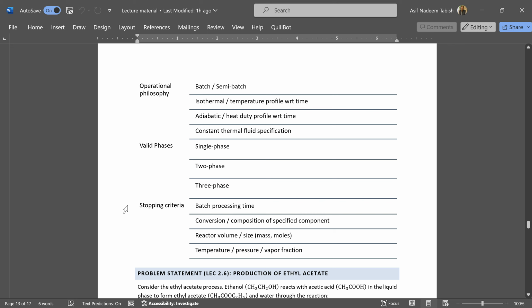One of the important specifications in simulating the batch reactor is the stopping criteria. This criteria identifies when the solver should stop simulating the batch process. And the possible options as a stopping criteria include batch processing time. Alternatively, conversion of a specified component or its composition can be defined as a stopping criteria. Otherwise, reactor volume or the size of the reactor in terms of mass or moles can be defined, or the temperature, pressure or vapor fraction of the reactor can be defined as a stopping criteria. The most common stopping criteria include either the processing time or the conversion of the reactants into the products.